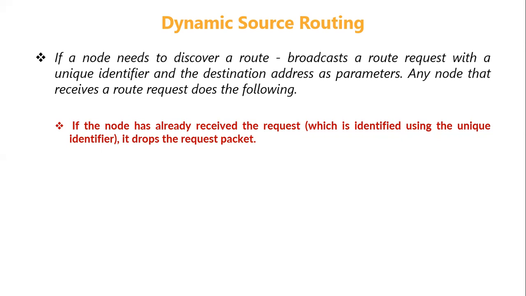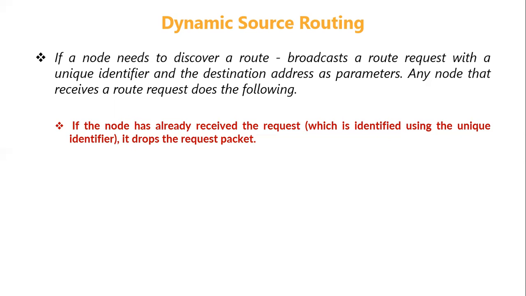If the node has already received this request, it should drop this packet. That's it. Because it is a broadcast packet, the packet can come through different paths. So maybe this same request might have already reached this particular node, and it might have already done what it is supposed to do. So if this is a duplicate packet that it is receiving, then it should drop that.